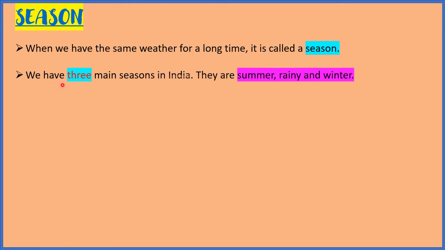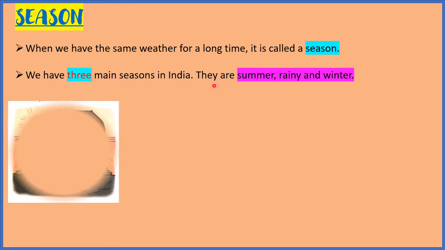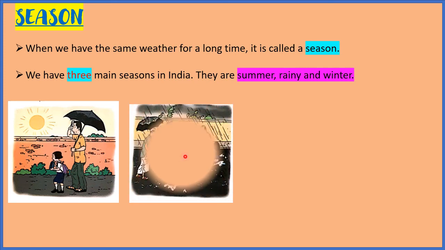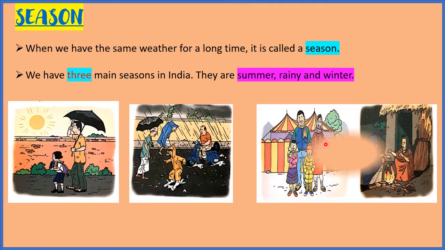Season. When we have the same weather for a long time, it is called a season. We have three main seasons in India. They are summer, rainy, and winter.